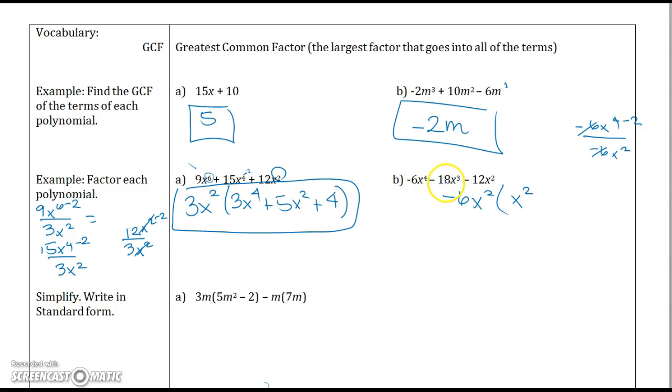And then I'm going to also divide negative 18x cubed by negative 6x squared. Negative divided by negative, that's positive. 18 divided by 6 is a positive 3. X cubed divided by x squared is x. And then you have one more term. Negative, so this is what I'm doing. I'm dividing this by this. Negative 12 divided by negative 6 is positive 2. I took out all the x squared, so that's all that's left. There you go.